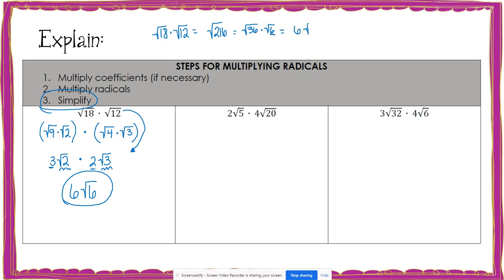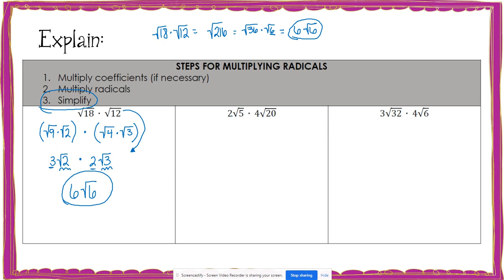This 6 would have to stay in the radical, and so your answer would still be 6 times the square root of 6. The reason that I began with this problem by simplifying is because it gave me smaller numbers to work with inside of my radical, which typically makes simplifying at the end easier.